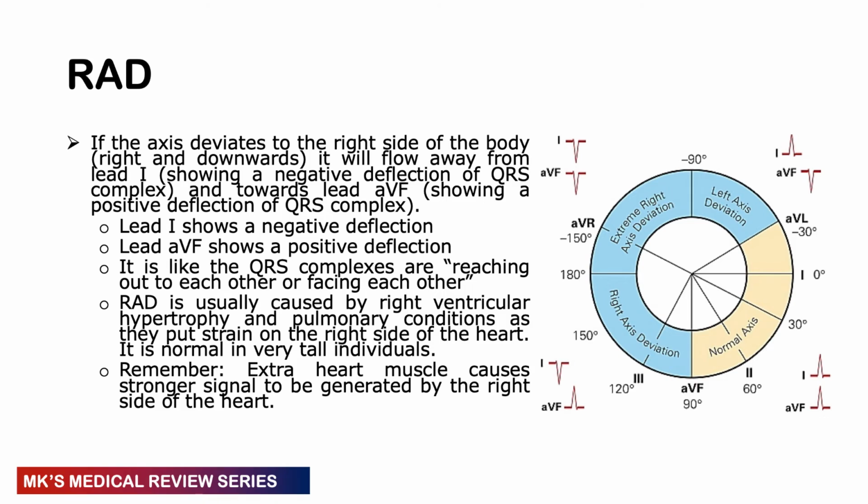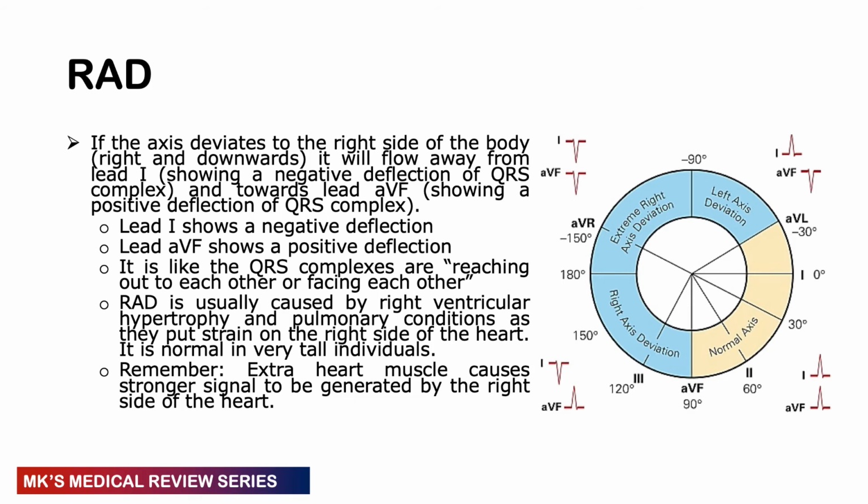It's like the QRS complexes are pointing at each other, facing each other, reaching out to each other. Right axis deviation is usually an indicative feature of right ventricular hypertrophy. It can also give you an indication of some pulmonary conditions that may cause strain on the right side of the heart.